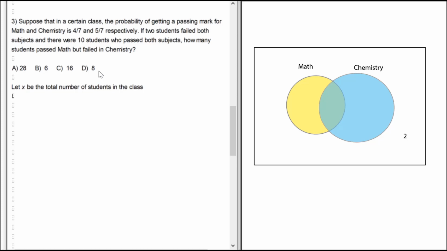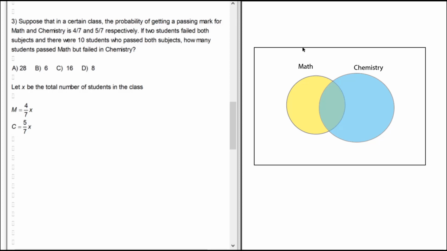Now we are given the probability of getting a passing mark for math, which is 4/7. That means for every 7 students, 4 are going to pass mathematics. So if X is the total number of students in the class, then the number of students who will pass math is 4/7x. In the same way, the number of students who will pass chemistry is 5/7x.